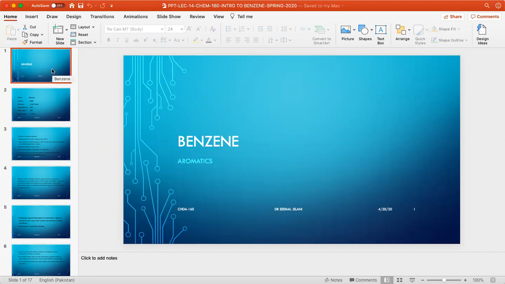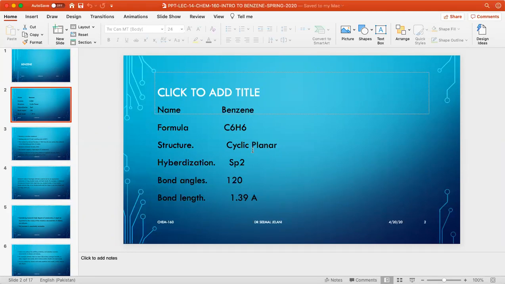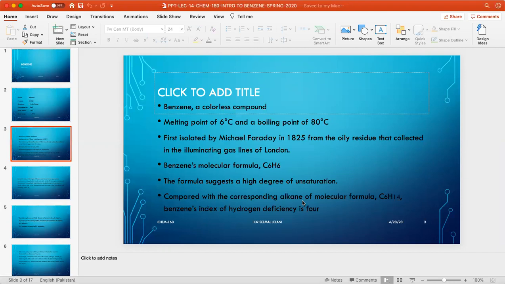But with the passage of time, this idea was discarded, and another idea was given, which is related to Huckel's rule. When I explain Huckel's rule to you, only then can you understand what I actually meant. Now, benzene is the simplest member of aromatic compounds. Its molecular formula is C6H6, and the structure is cyclic and planar. Hybridization is sp2, bond angles are 120 degrees, and bond length is 1.39, which is intermediate between single bond length and double bond length.